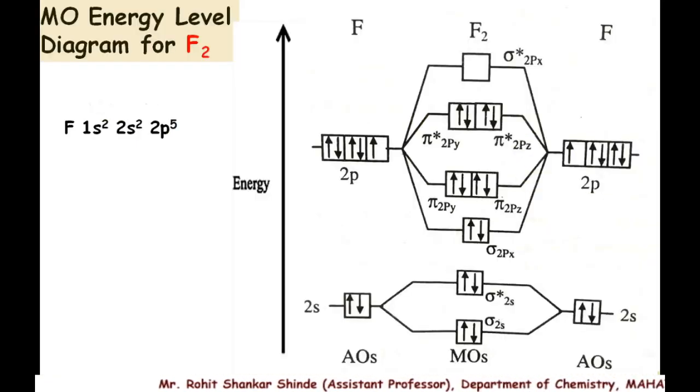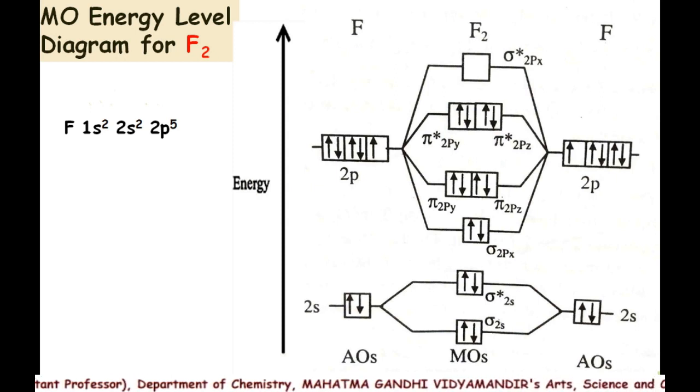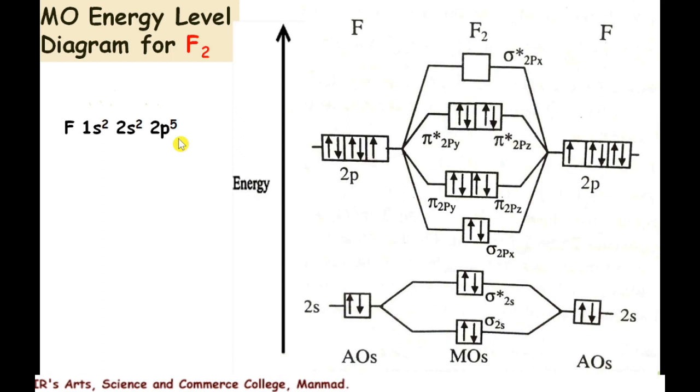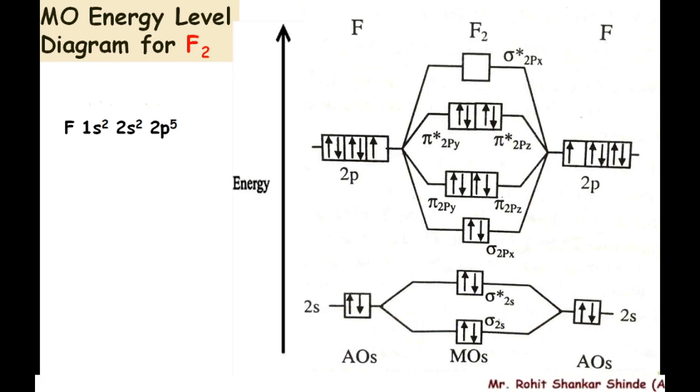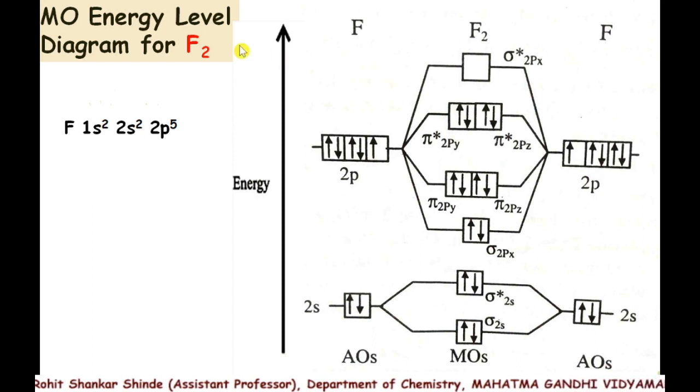Now let us commence our presentation with molecular orbital energy level diagram of F2 molecule. F2 molecule is a homonuclear diatomic molecule, since this molecule is formed by combination of the atoms of two similar elements. F2 molecule is formed by combination of two fluorine atoms.